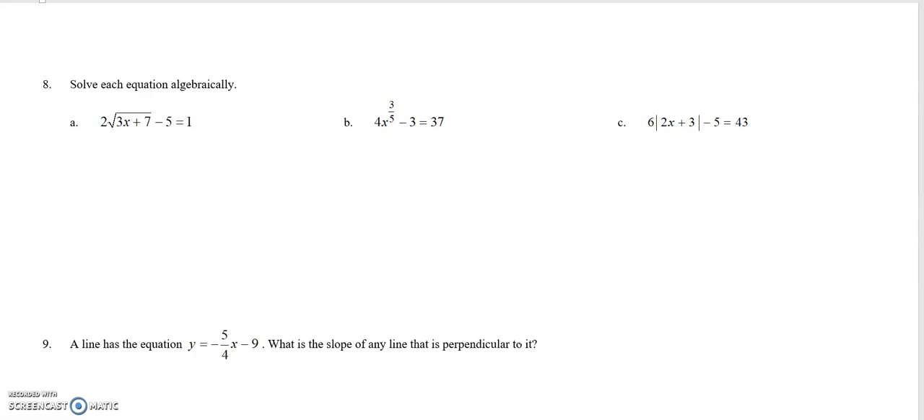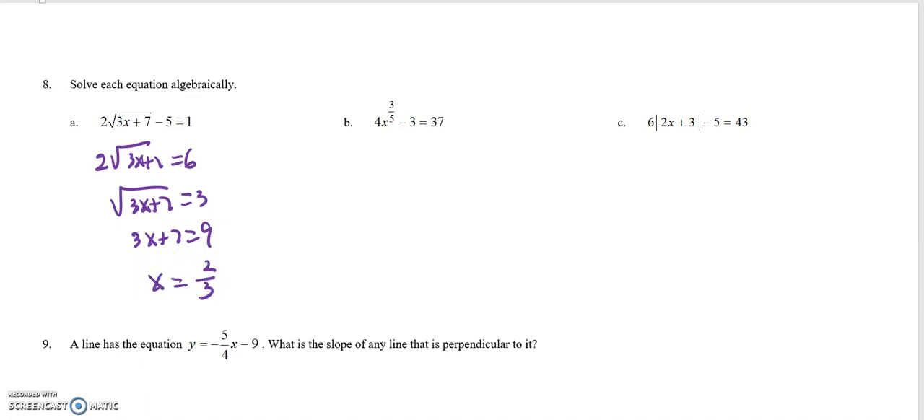Solving these, we want to work backwards. So I want to add 5. Divide by 2. If they take the square root, we square. Now I subtract 7 and divide by 3. Here I want to add 3, then divide by 4. To the 3/5 equals 10.